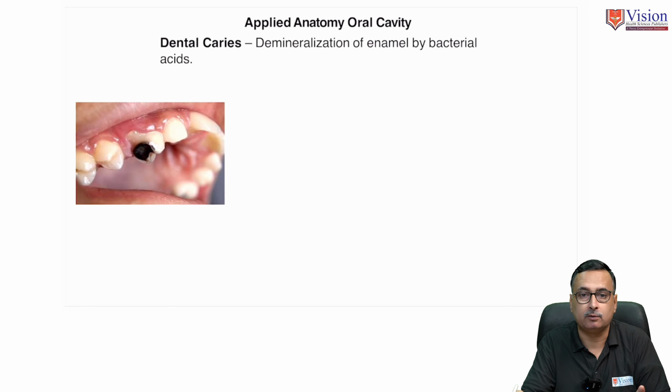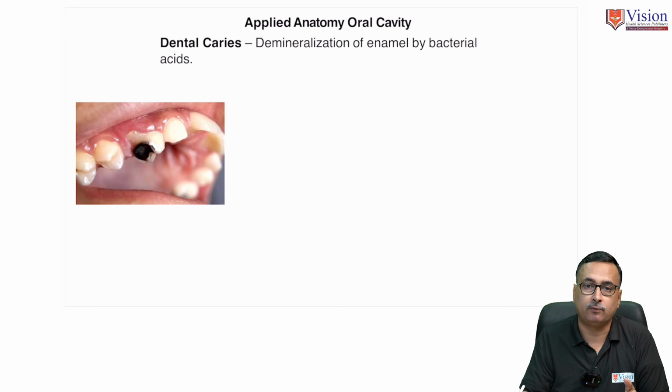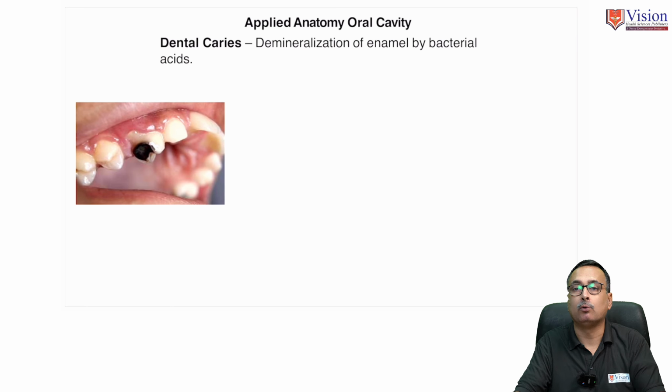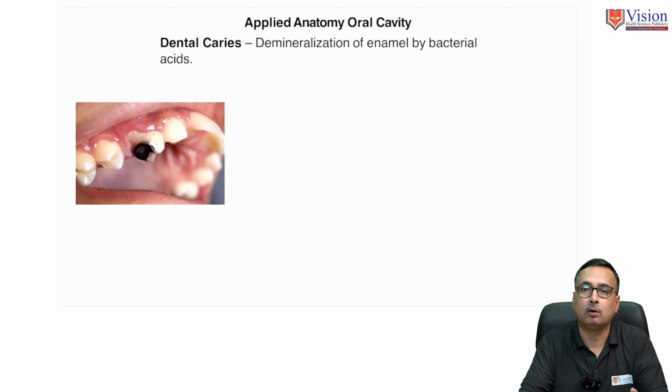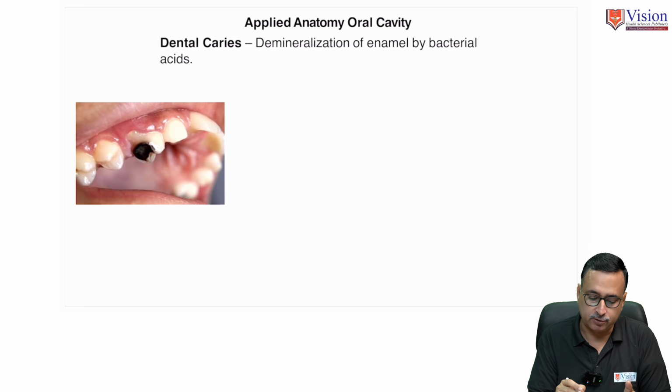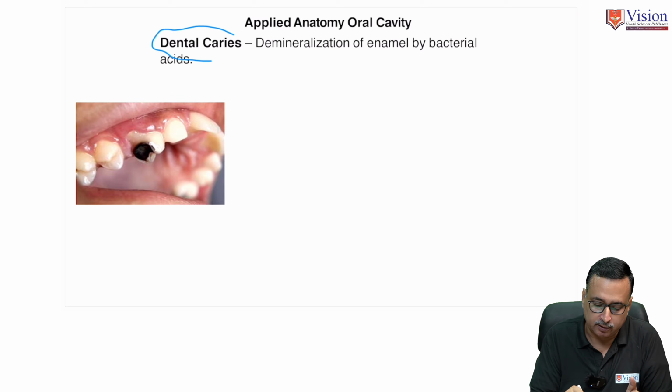Now, the next part in our discussion of functional anatomy of the oral cavity. Applied anatomy of the oral cavity means how the structure and functions of the oral cavity can be related to various disorders of the oral cavity, and what their contribution is to the normal health of the oral cavity. The first disorder which we come across in the oral cavity is dental caries.